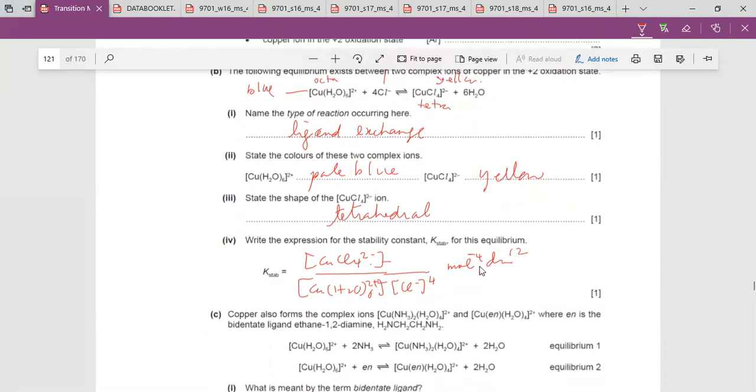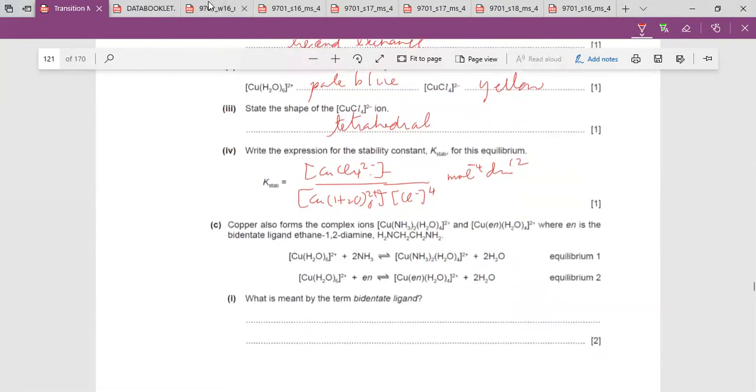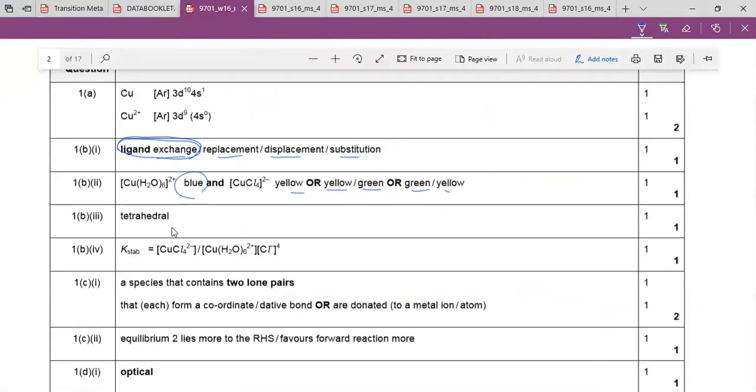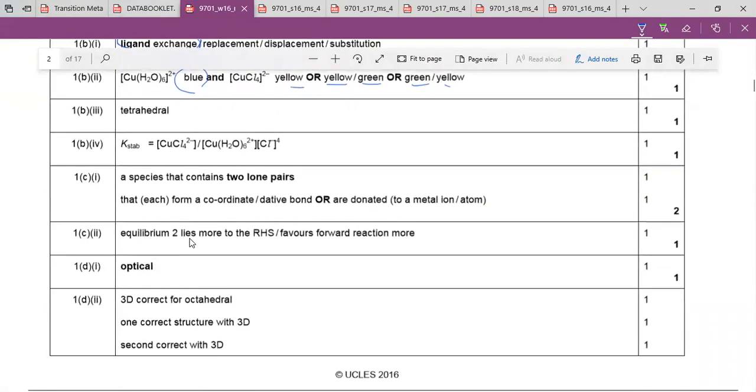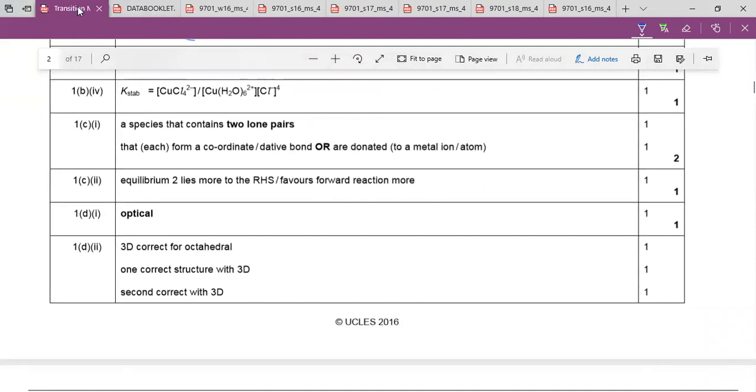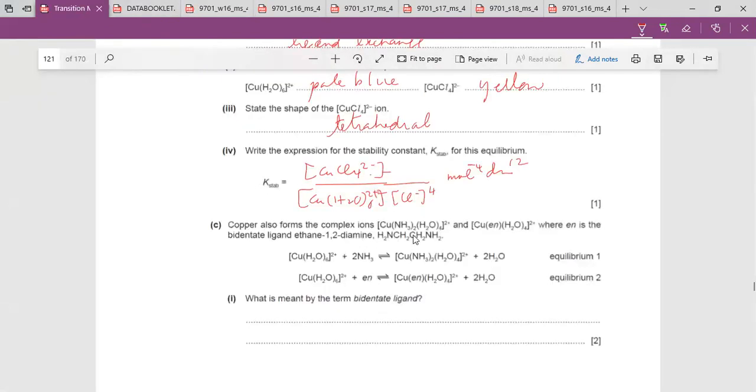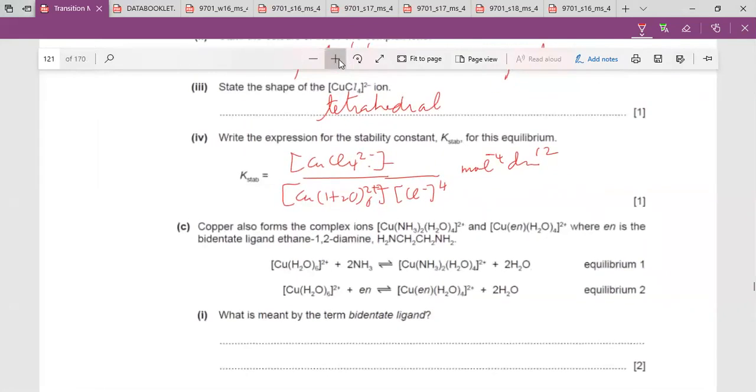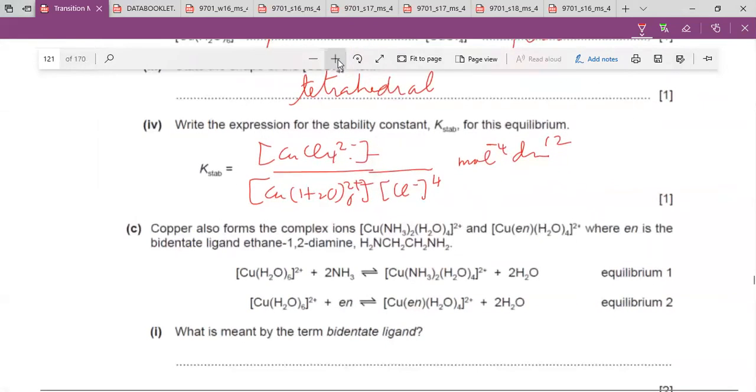Okay. All right, so let's check the marking scheme. See, right? No water, no water, no water, no water. Copper also forms the complex ion, of course. Let's see now. Now look carefully. Here they put 2. I blew it up for you. See, I told you it doesn't have to be 4. See, here is 2, isn't it?